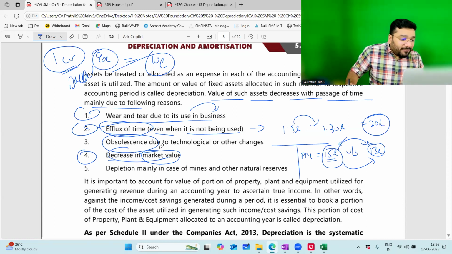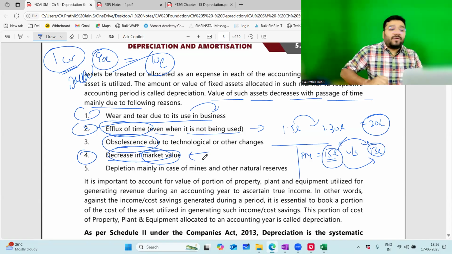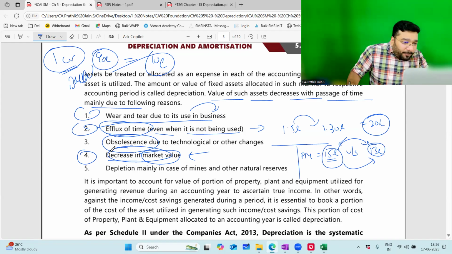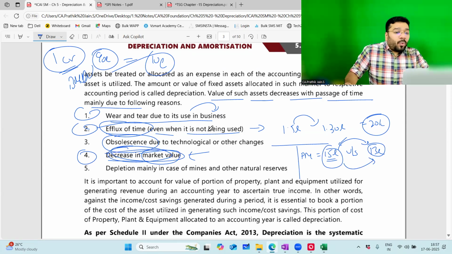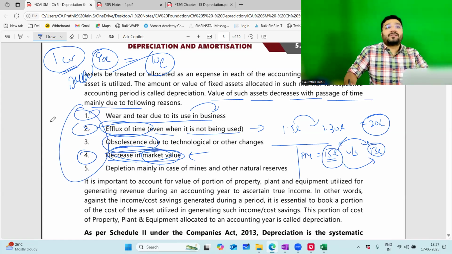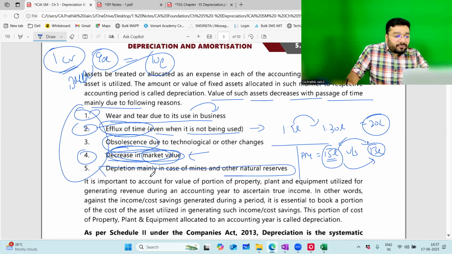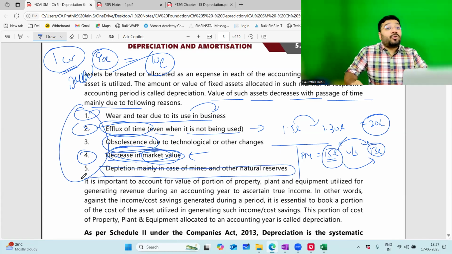So this is one point they have put here. But I personally don't feel this is depreciation. This is revaluation. Revaluation is different from depreciation. Since they have put this here, I'm trying to explain. So you might get this question in the exam: what are the reasons for reduction in the value of the asset? In the exam, you write these points. The fifth point I have not discussed with you because I'll discuss it separately, when I do the depletion method.